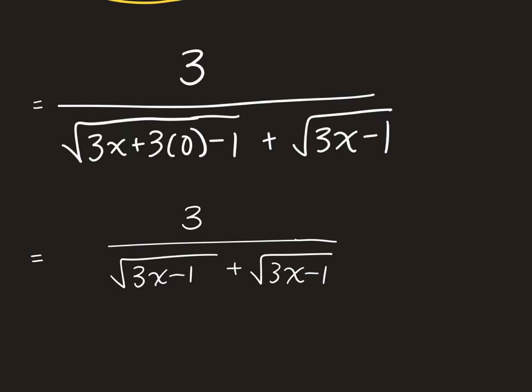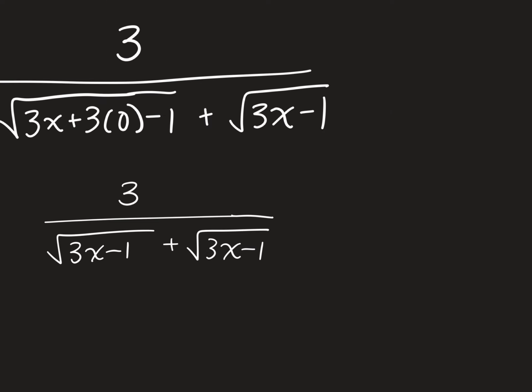But we could probably make it a little bit nicer. So I have one of these square roots of 3x minus 1, and I'm adding to that another one of those. So how many of these guys do I have? I have 2 of them, right? So I can write this as just 3 over 2 times the square root of 3x minus 1.